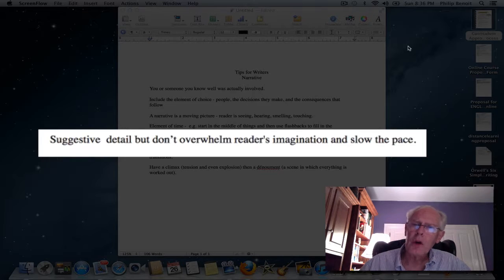But you don't want to overwhelm your reader in detail. If you get too much detail, you can be distracting. And you'll also slow the pace of your narrative down a little bit. So use detail. It's very emotive. It allows the reader to see things and experience things, but don't overdo it.